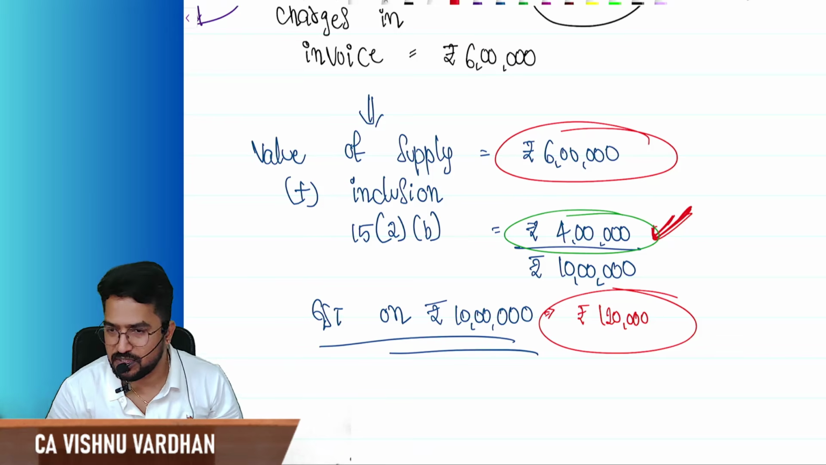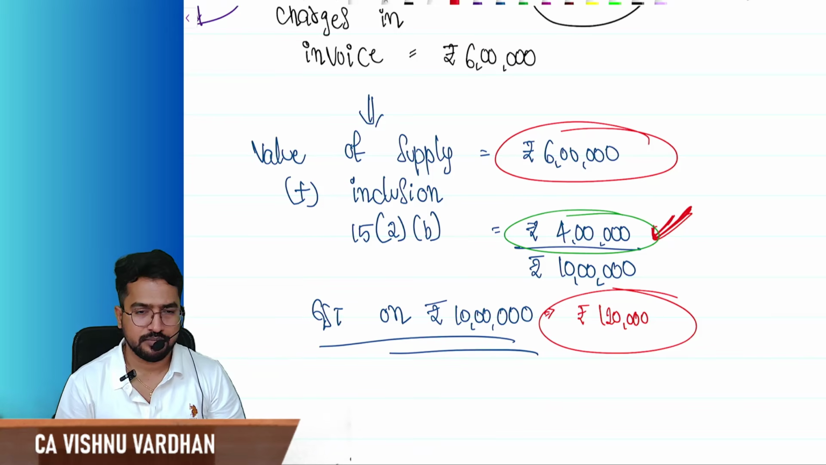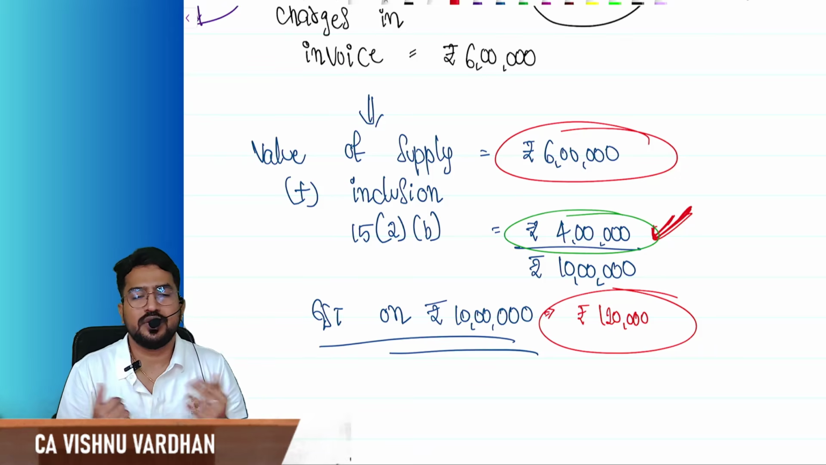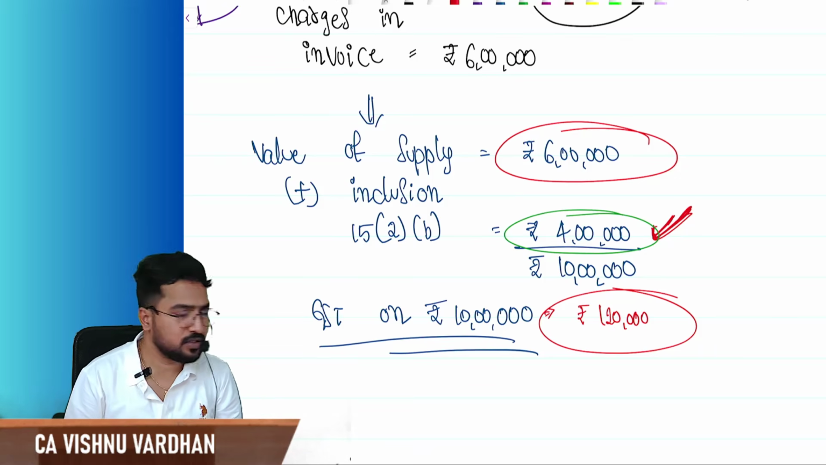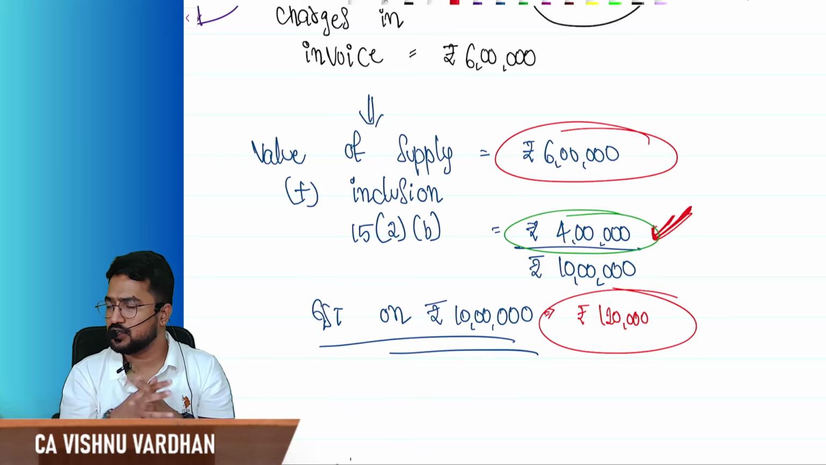10,200 will be the value. If I am not charging anything, I spent 200 for packing but I'm not charging from you, it means it is assumed that 200 is included in the 10,000. So only 10,000 is the value of supply. You understanding the point? Everybody, online fellows, am I clear?